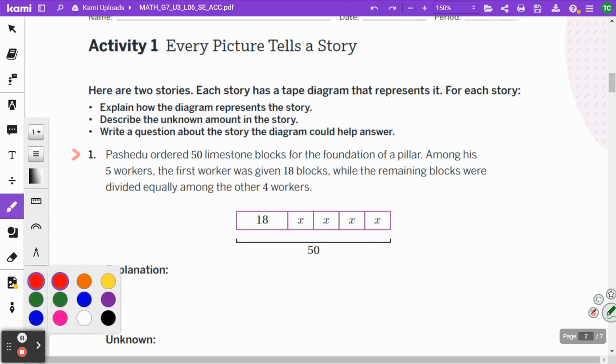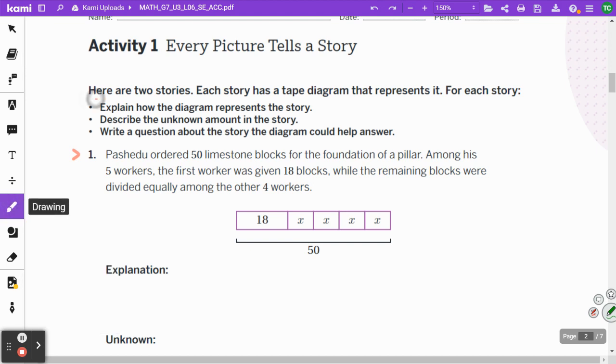All right. We have number one, explain how the diagram represents that story. Number two, describe the unknown amount that's given in the story. And number three, write a question about the story the diagram could help answer. All right, again, if you wish to pause, go ahead, but otherwise let's do number one together.